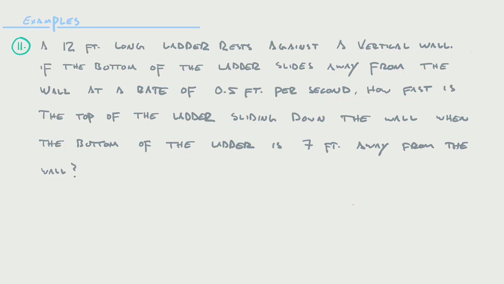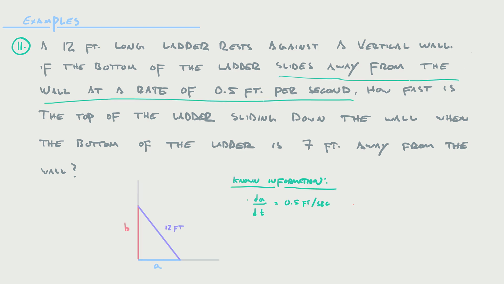Let's do another one. A 12-foot long ladder rests against a vertical wall. If the bottom of the ladder slides away from the wall at a rate of 0.5 feet per second, how fast is the top of the ladder sliding down the wall when the bottom of the ladder is 7 feet away from the wall? So first I drew a picture. Here's our picture of what's going on. This is the 12-foot ladder.